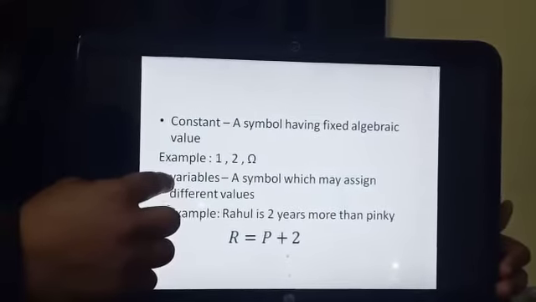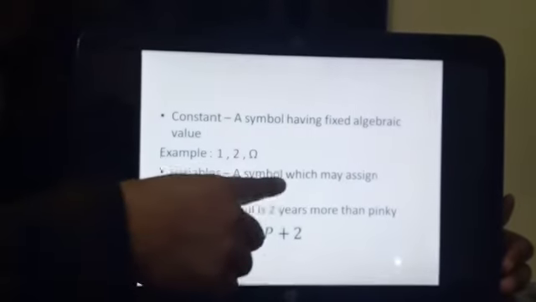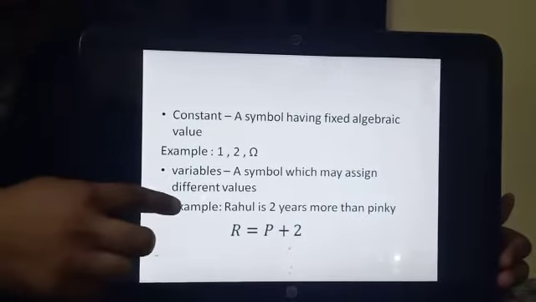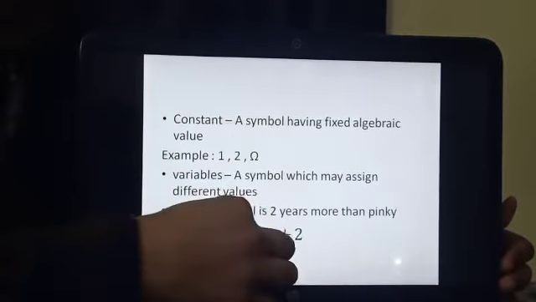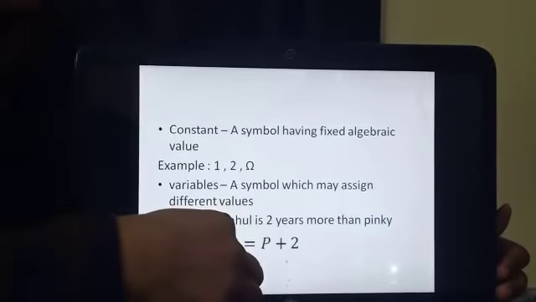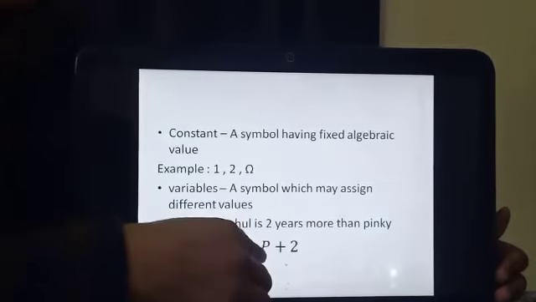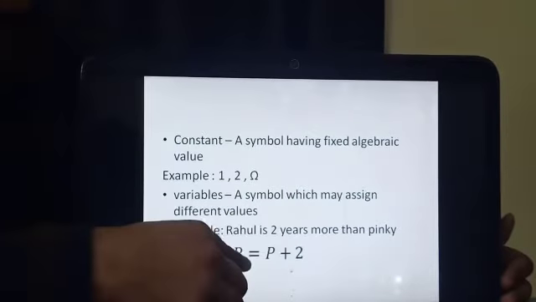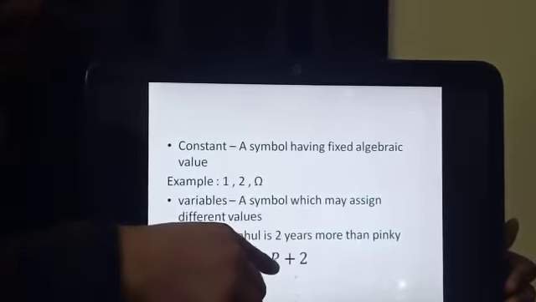Now what are variables? A variable is any symbol which may be assigned different values. An example is given here: Rahul is 2 years older than Pinky. Let's take Rahul's age variable as R and Pinky's as P. So according to the given condition, R equals P plus 2. It means that Rahul is 2 years older than Pinky.